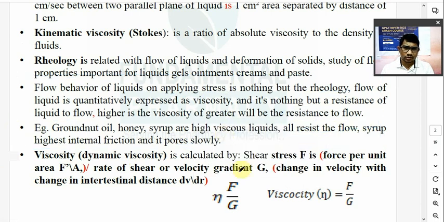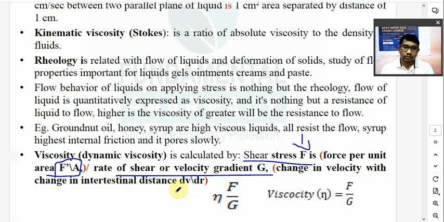So it is calculated as the shear stress, that is the F. Shear stress is denoted by capital F, force. Now it can be either F dash A. F dash A means force required, force per unit area applied. Stress is denoted by capital F. It is nothing but the force per unit area applied divided by the rate of shear or velocity gradient.